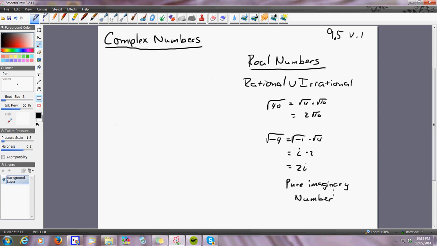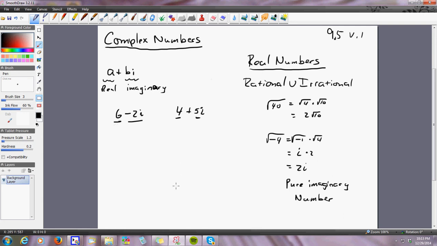And the reason why it's a pure imaginary number is because complex numbers usually consist of a real part and an imaginary part. I'll give you an example. 6 minus 2i. The real part is 6. The imaginary part is negative 2i. Another example: 4 plus 5i. Here's the real part. Here's the imaginary part.